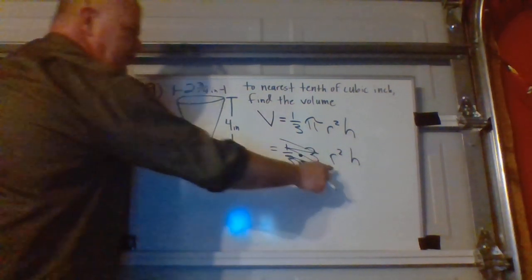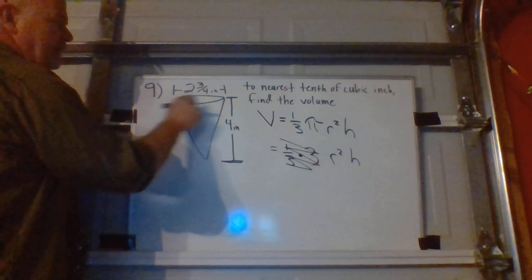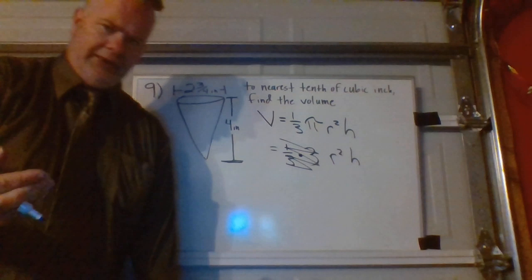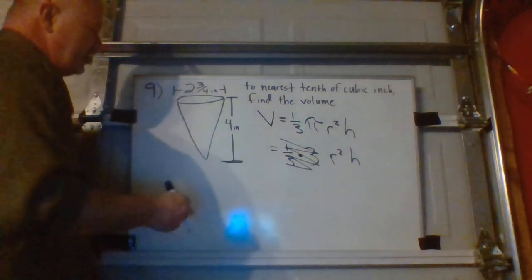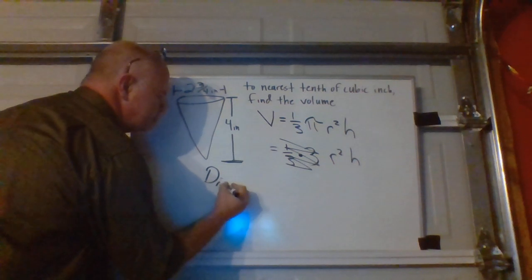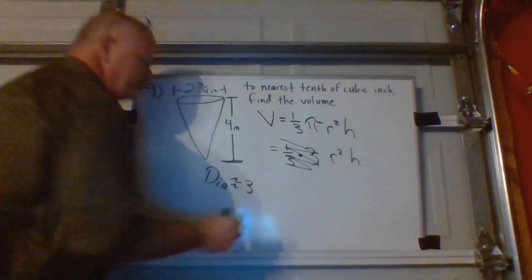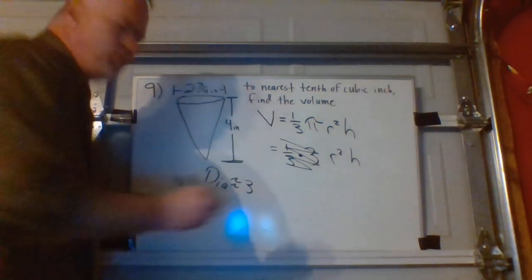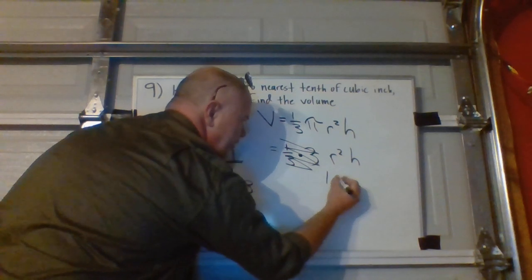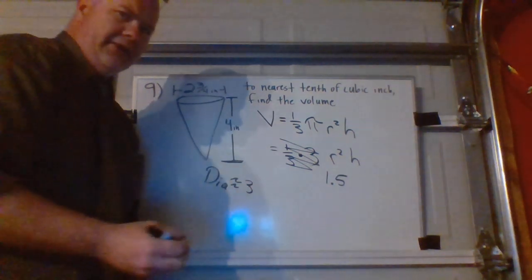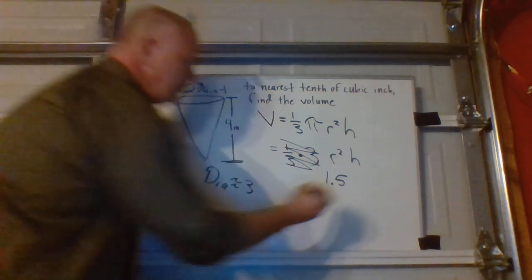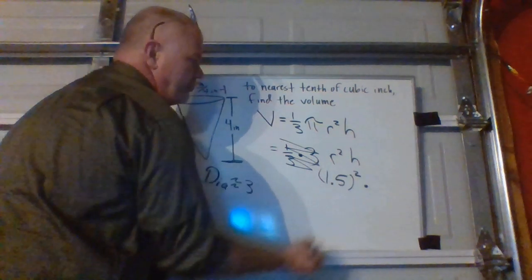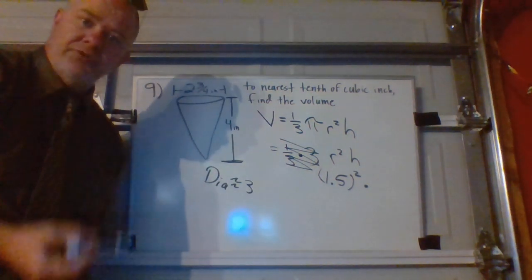And in fact, let's take a look at the radius here. The diameter is 2 3/4. As you can see, that's pretty close to 3. So for right now, I'm just going to say the diameter is 3. I'm going to chop that in half to get my radius, and I get 1.5. If you need to do that in the calculator, that's fine. 3 divided by 2 equals. I'm going to square that because I need to do my exponents first, and then multiply times the height, which in this case is just 4.